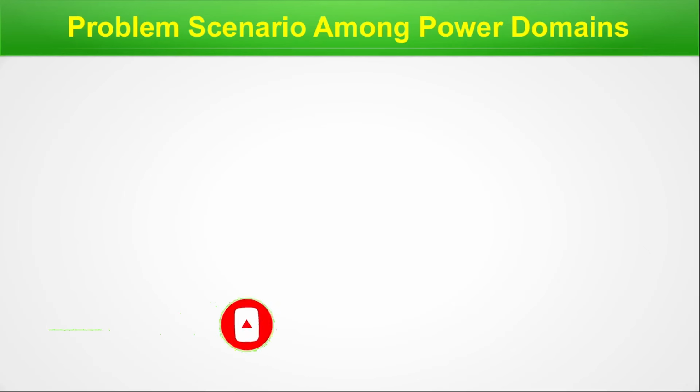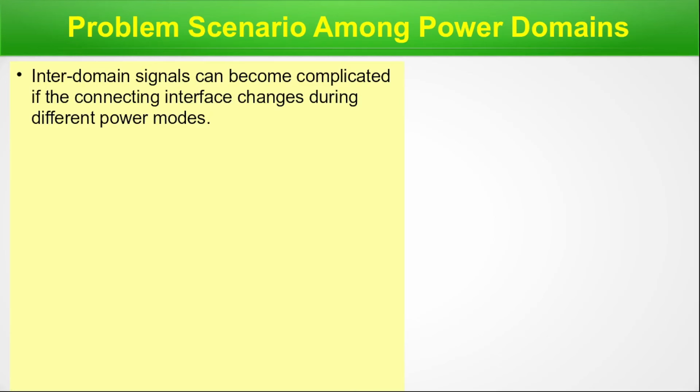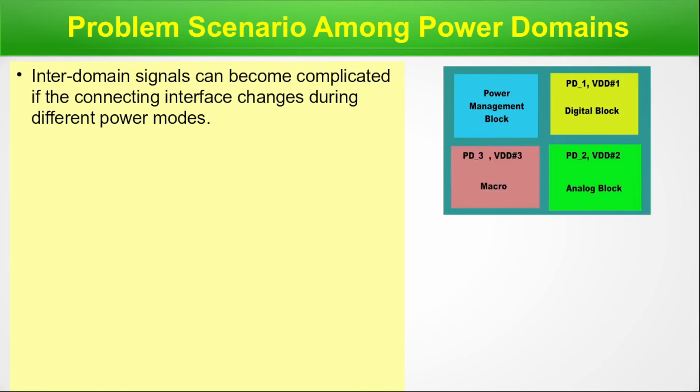Problem scenario among power domains. Inter-domain signals can become complicated if the connecting interface changes during different power modes. Here is a very short and sweet example of multiple power domains. This one is power domain 1, that is PD1 with VDD1. Here it is depicted as a digital block. Here it is PD2 with VDD2 and it's an analog block. PD3 with VDD3 for macro.